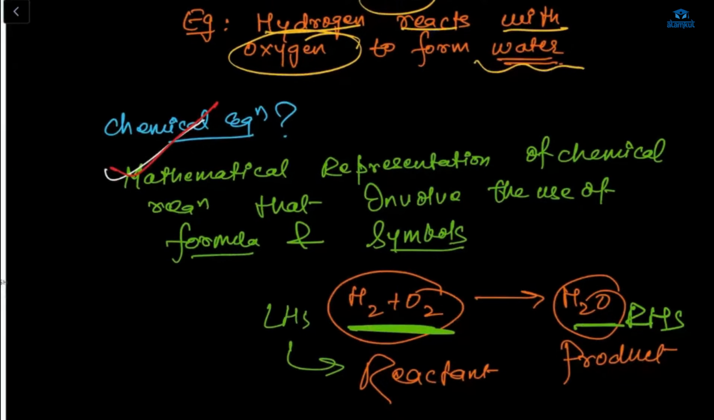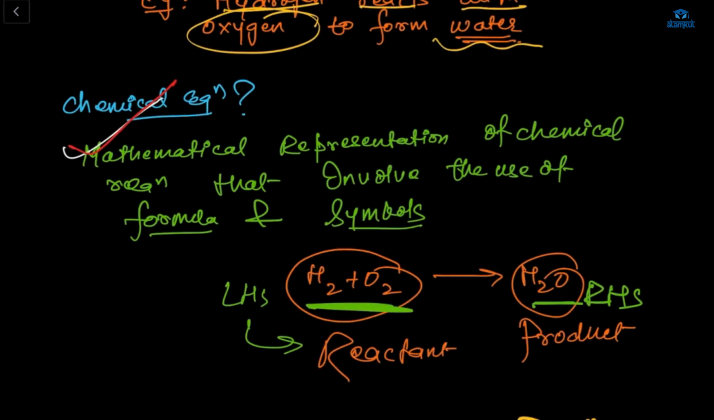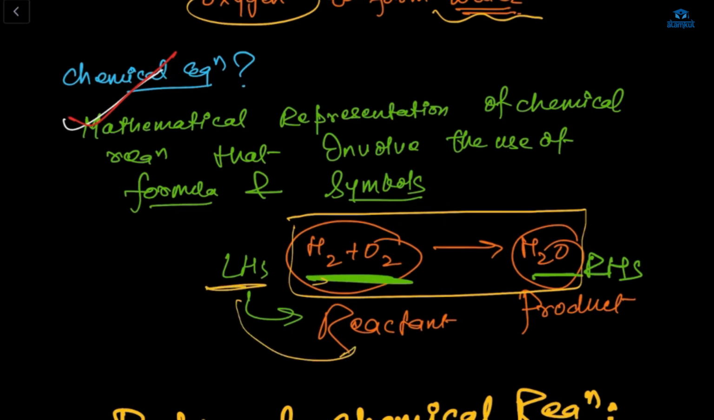Okay. And what do you mean by chemical equation? Any idea? Okay. So let me describe it. See, the mathematical representation of chemical reaction that involves the use of formula and symbols. See, this is my formula. This is my symbols, right? H2 and O2 is a symbol giving us H2O. This LHS side is my reactant. And this RHS side is my product.